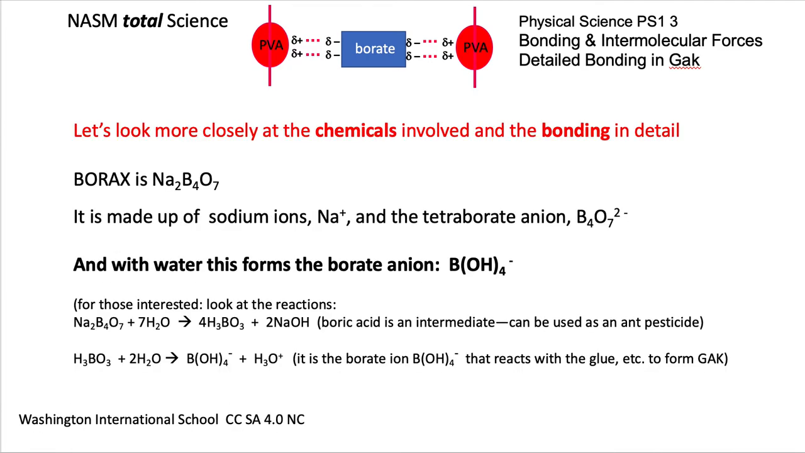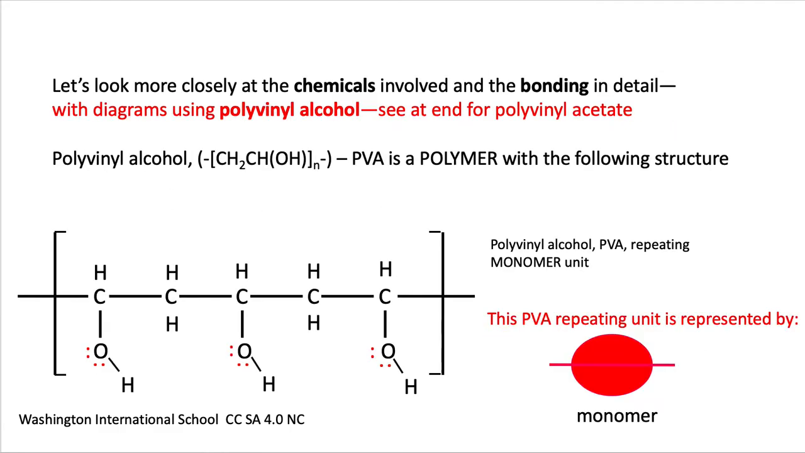And then we're going on to look actually at the chemicals involved in the bonding. So borax has the formula Na2B4O7, but in solution it is made up of the borate ion B4O5(OH)4 with a double negative over the whole ion. And that's what we're going to look at here. To simplify things, we've got the monomer of polyvinyl alcohol, the single unit, and we're going to represent the monomer as a blob with two little connecting arms there.